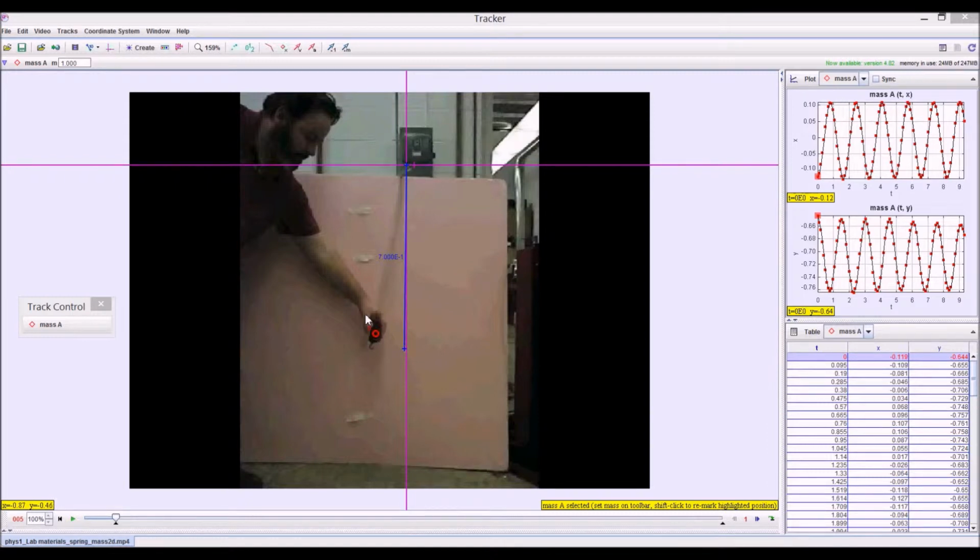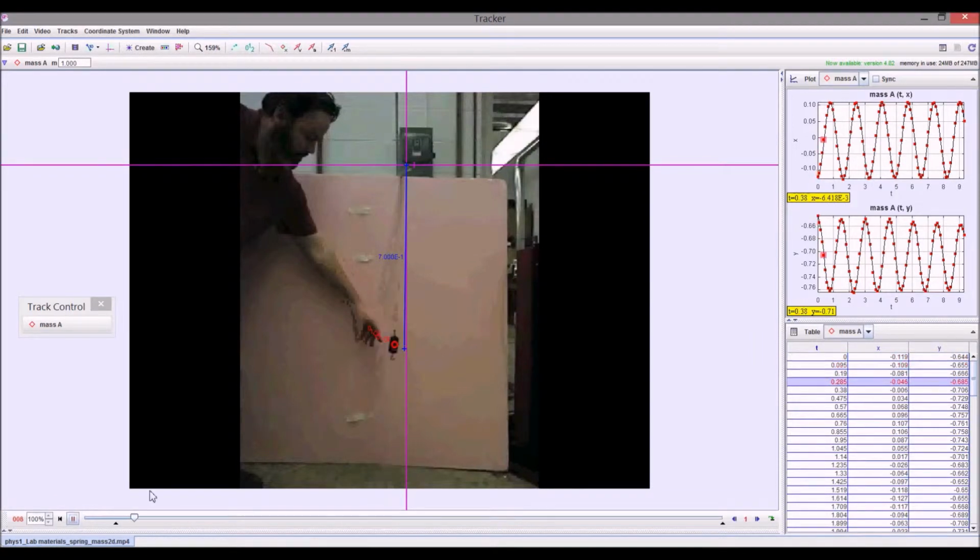Using Tracker, I calibrated the length of the stretched spring and aligned the axis so that the pivot was the origin of the axis. The length of the stretched spring was 0.7 meters. Now let's watch the video.